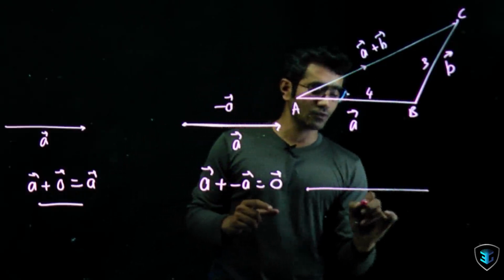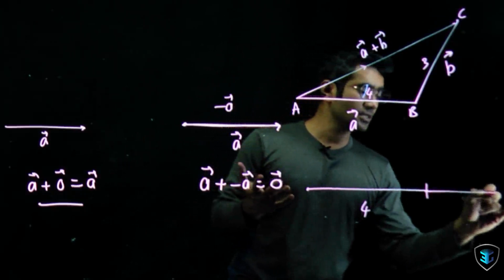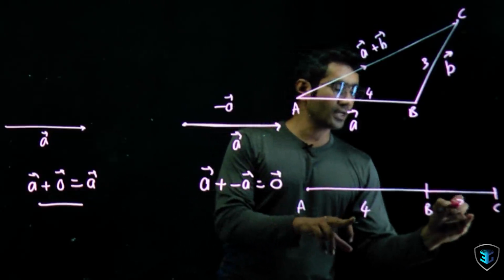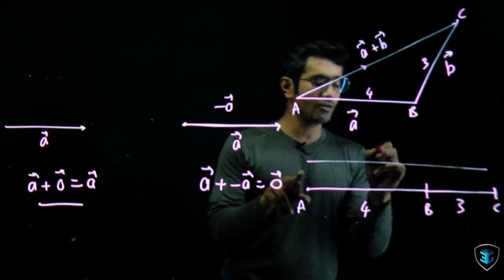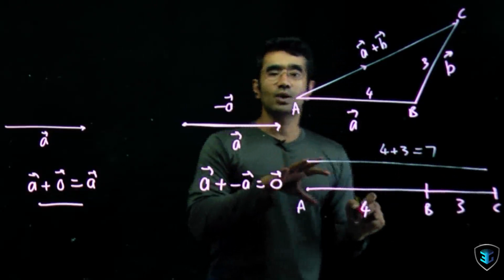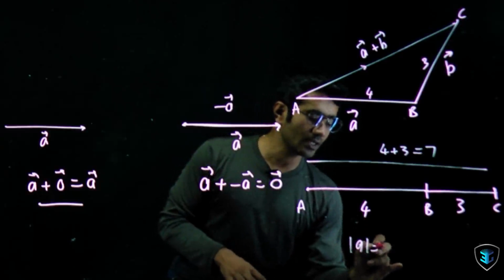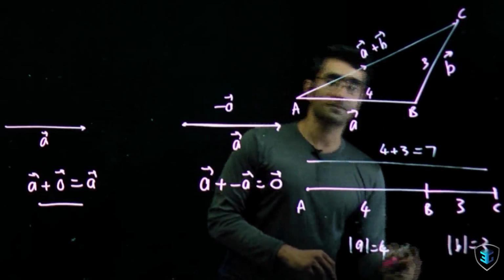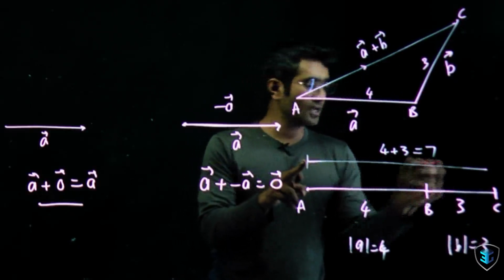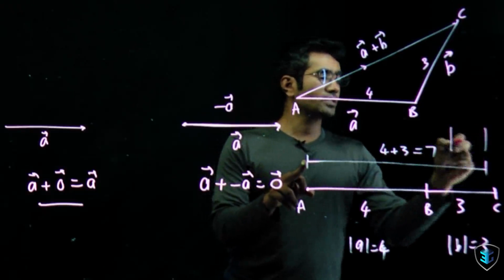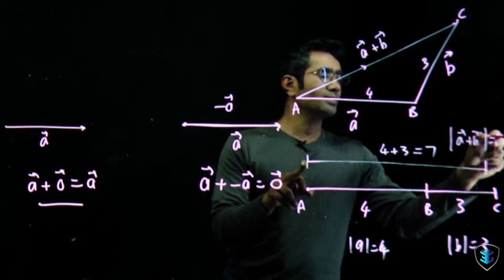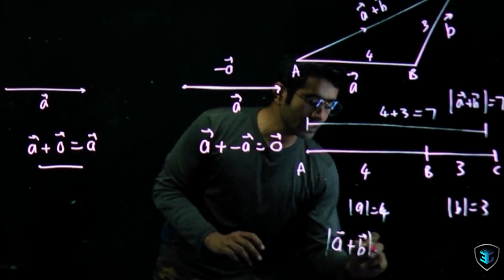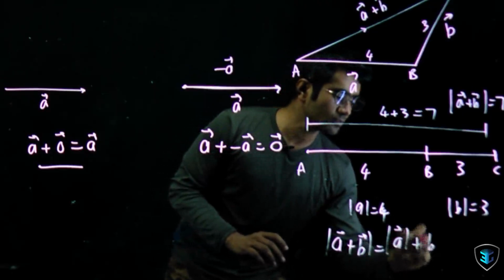I go from A to B, which is 4 centimeters, and from here I walk 3 centimeters, right? So now if I say this is A, B, and that is C, if this is 4 and this is 3, then this can be 4 plus 3, which is 7. So in this case, the modulus of vector A is 4, and let's say that's vector B, and the modulus of vector B here is 3. Of course, this is A plus B. Then the modulus of vector A plus vector B can be 7. In this case, the modulus of A plus B is equal to the modulus of A plus the modulus of B, all right?